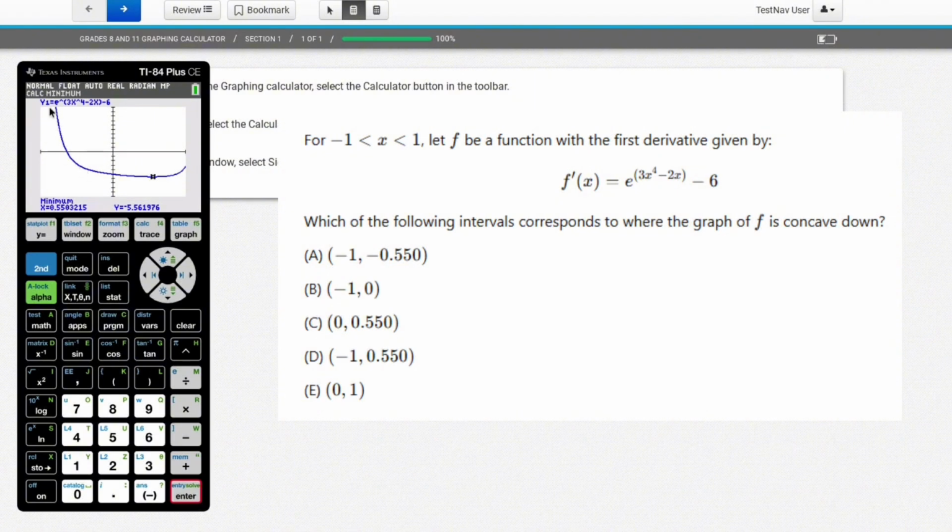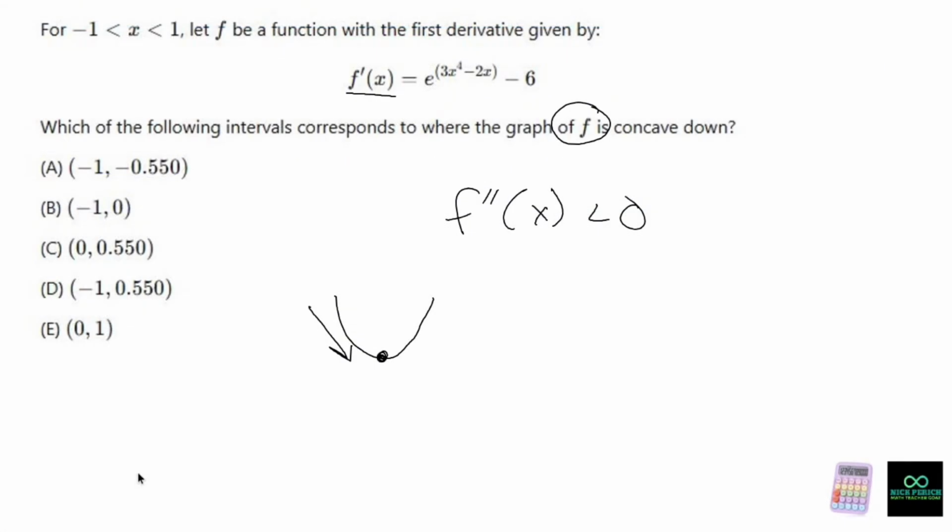concave down all the way up until 0.550. So let's go back and say that. I ended up with this one, D, because it goes all the way from -1 to 0.550. So the answer is going to be D. That is when the original function is concave down.